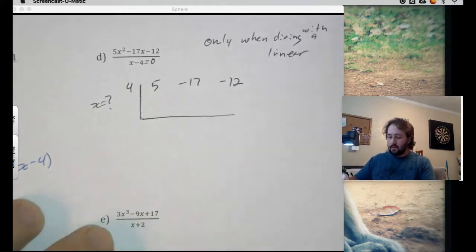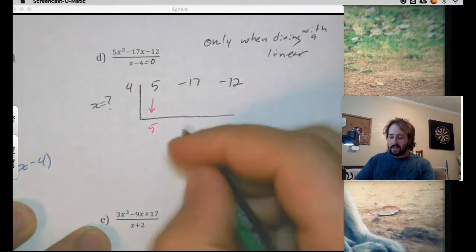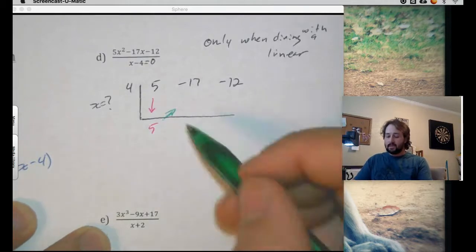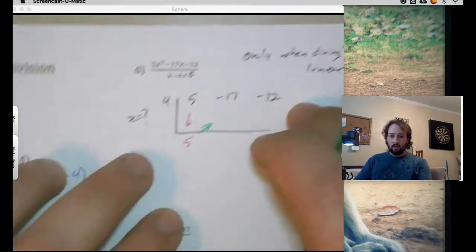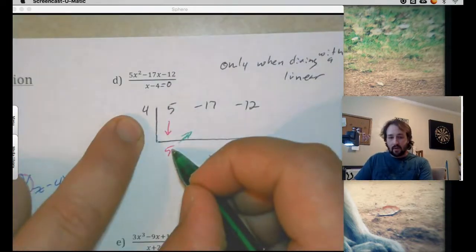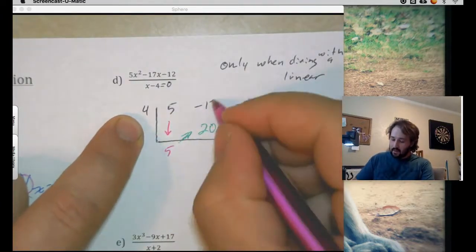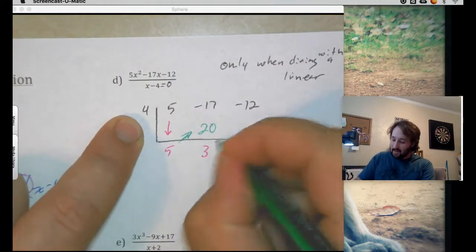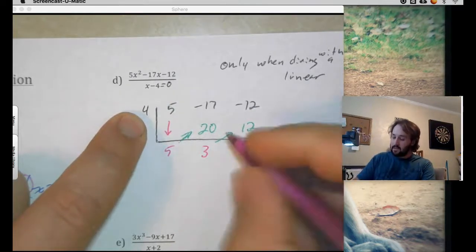Now, every time, we pull down that first term, so I'm just going to pull down the 5. There's a 5 there now. To get back inside, just like when we were getting back inside our division earlier, we were multiplying. So I'm going to multiply 5 times my number outside. 5 times 4 is 20. Then I'm going to take that down. Negative 17 and 20 combine to make positive 3. Then again, to get back inside, 4 times 3 is 12. Negative 12 and 12 combine to make 0.